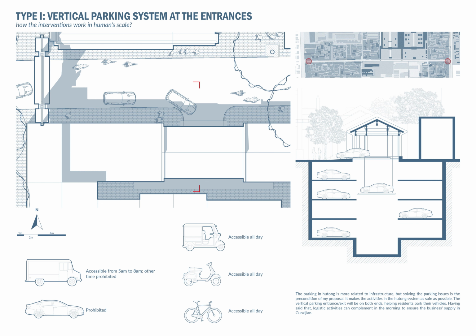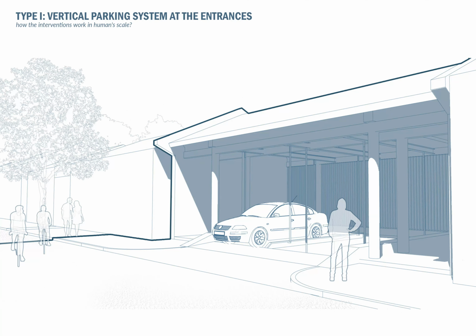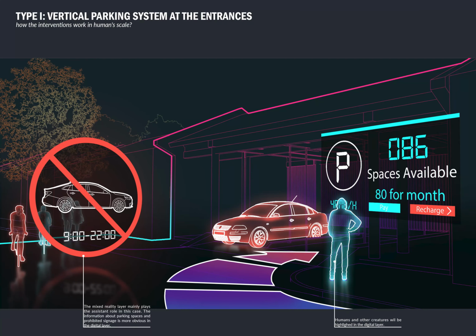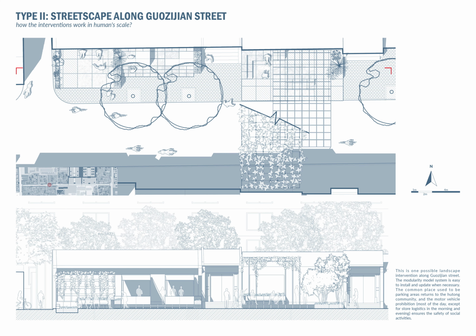The vertical parking entrance and exit will be on both ends, helping residents park their vehicles. However, logistic activities can complement in the morning to ensure the business supply in this area. The mixed reality level can provide information for drivers to emphasize the prohibition and navigate to the parking entrance. It is one possible landscape intervention along Guozijian Street. The modularity module system is easy to install and modify when necessary.